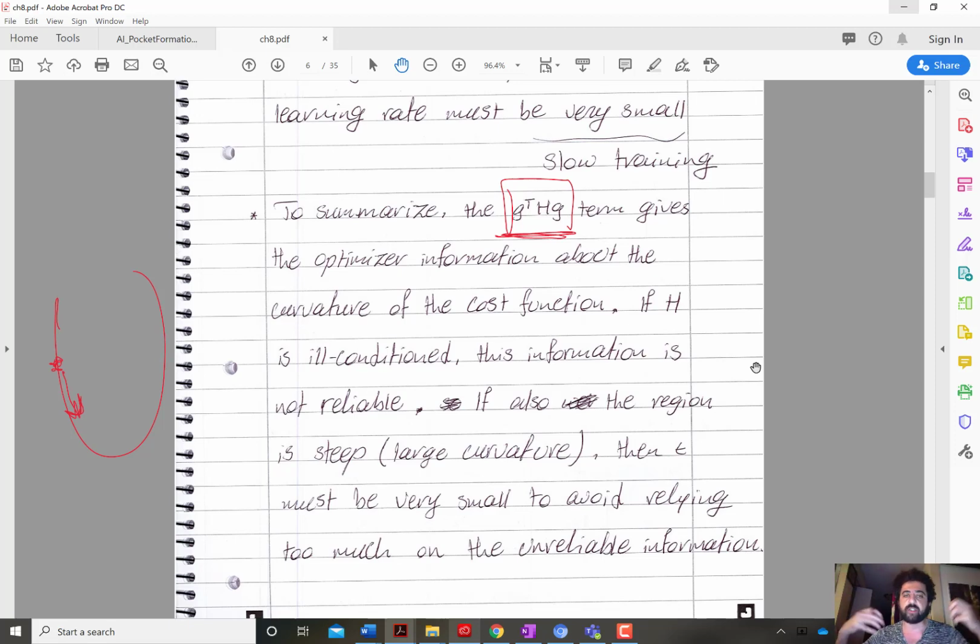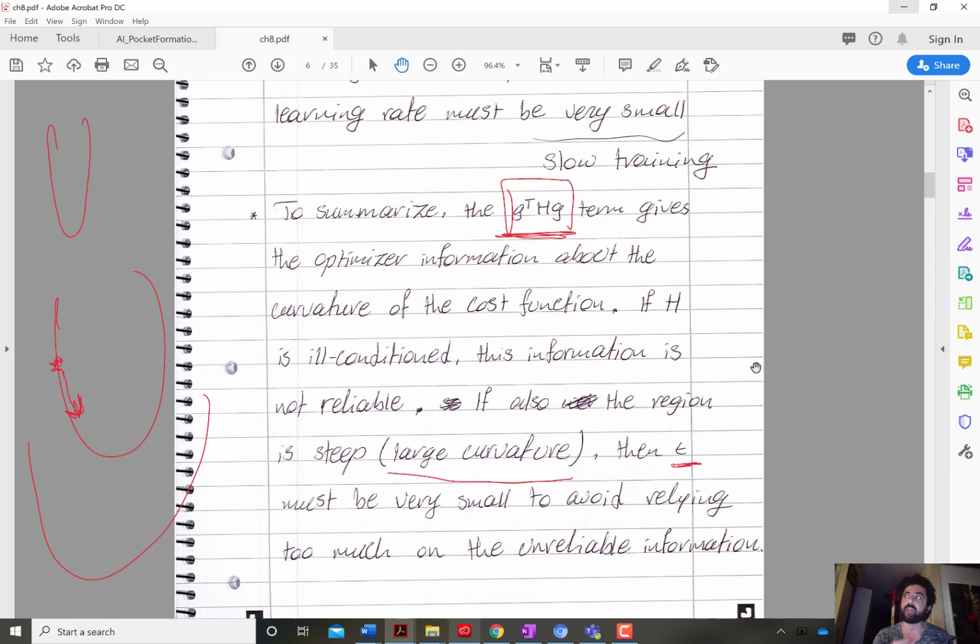If the curvature is large, if the function is very steep, right, it looks like this rather than flat like this, right, then I have to take very small steps, right? So if the Hessian gives me a large value for G transpose HG, right, so the second order derivative is very large along the directions of the gradient, these directions that I am using in my trajectory to navigate the cost function, then I should take very small learning rates or very small steps, so that results in very slow training.